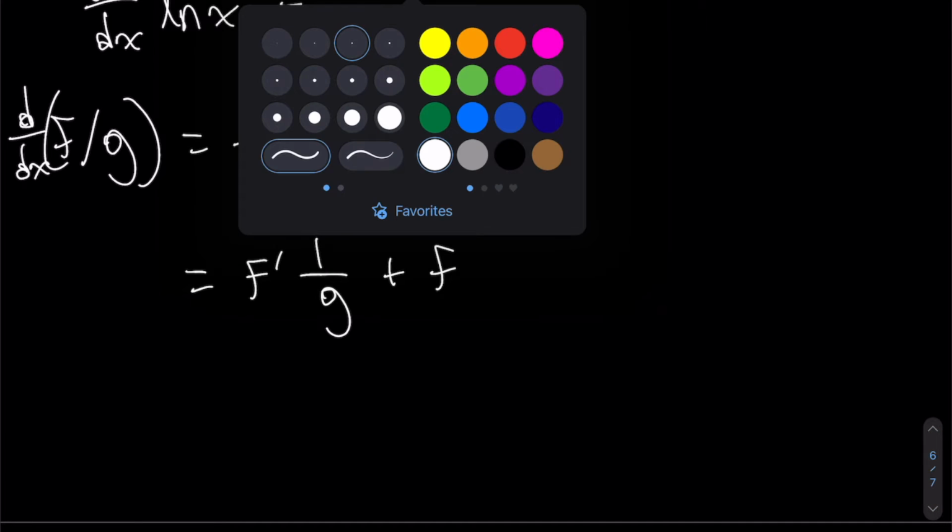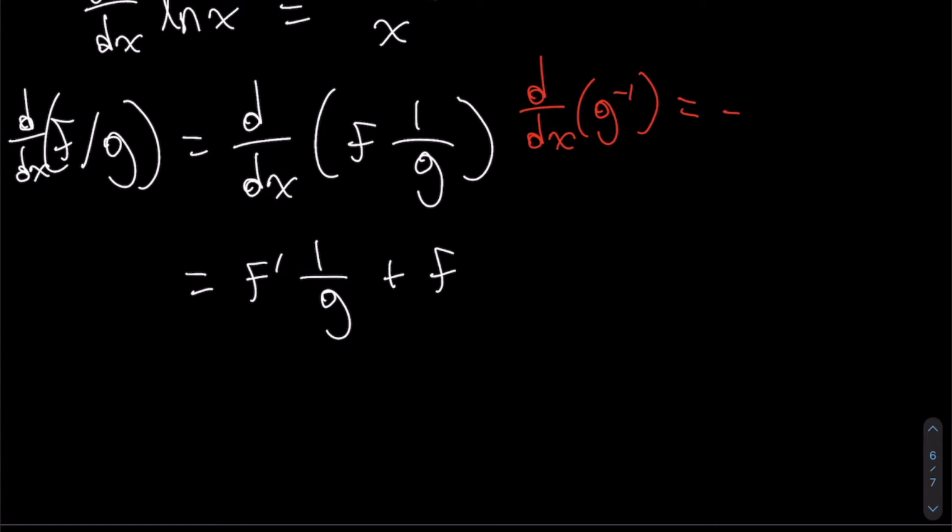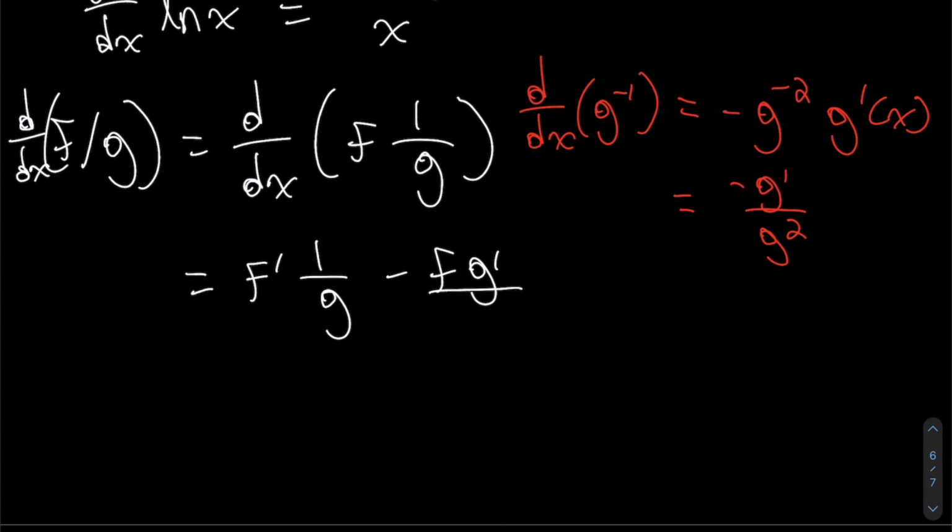So for the derivative of 1 over g, let me just do that on the side here. So first of all, 1 over g is the same as g to the negative 1. So we have a power function. And again, we have to use chain rule because g to the negative 1 is a function of g, which is a function of x. So this is a function of a function. So I'm going to bring the negative down. I'm going to subtract 1 off the exponent. So it's g to the negative 2 times the derivative of g with respect to x. So that becomes negative g prime over g squared. So I'm going to write that there.